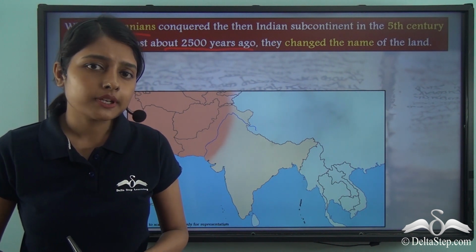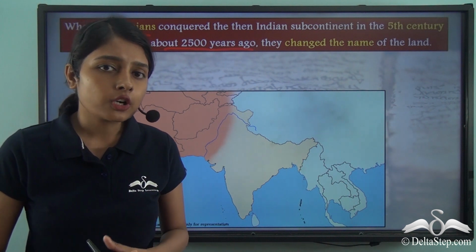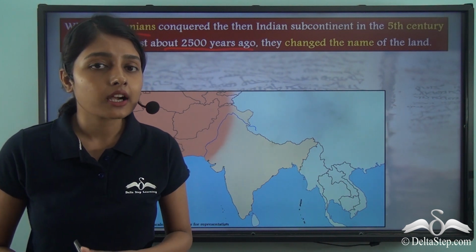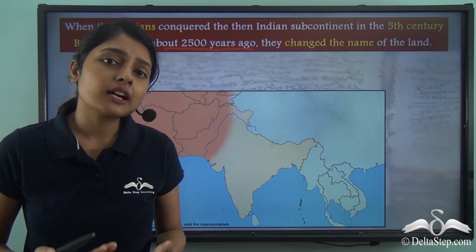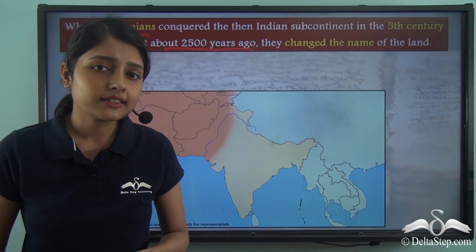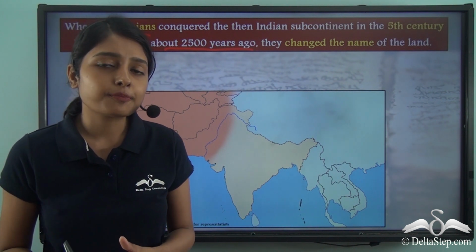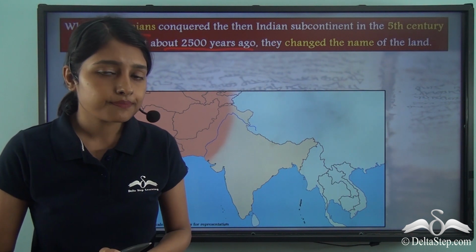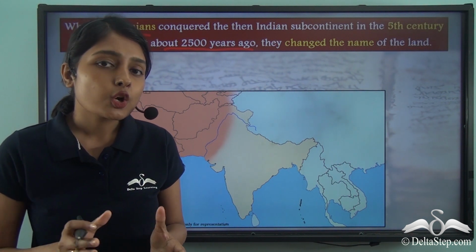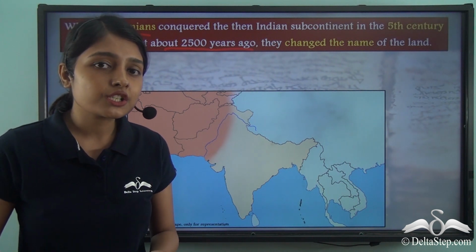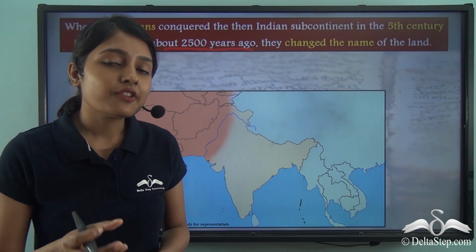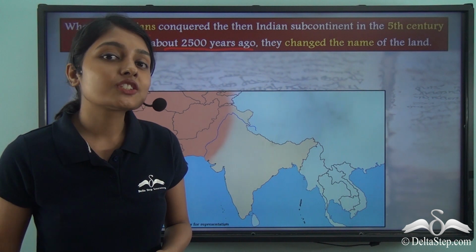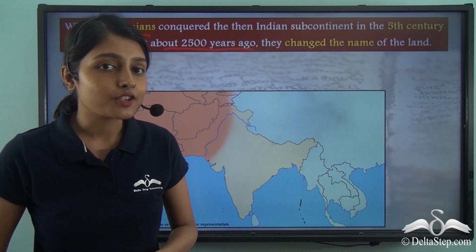How did this happen? Because a group of conquerors who came to invade the country changed the name of the country itself. How did this happen? This must have been a long process of changing the name of the country. So, let us now find out what this Iranian invasion of India meant when it comes to understanding the change of the name of the country itself.